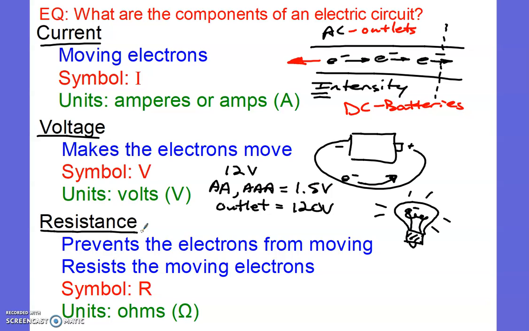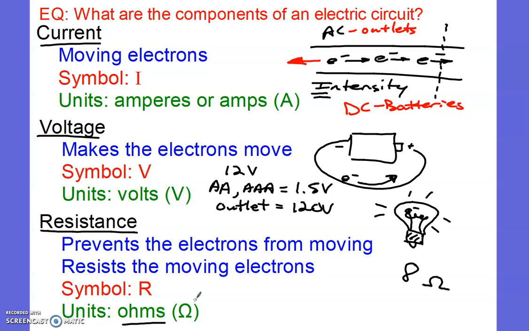The unit for resistance is the ohm, but we don't use the letter O to represent resistance. The problem with using the letter O is if I have 8 ohms, if I say 8 O, that looks like 80. So instead we use the Greek letter omega. It almost looks like an O, but that represents ohms. The symbol for resistance is the letter R.